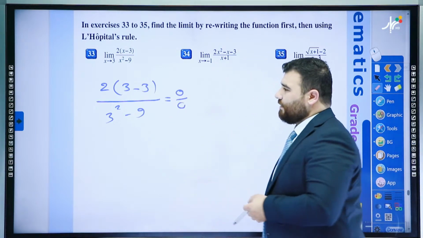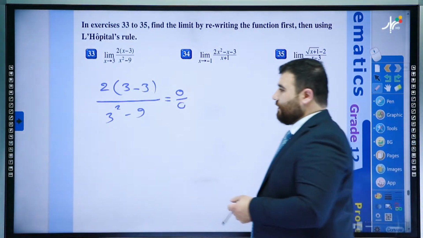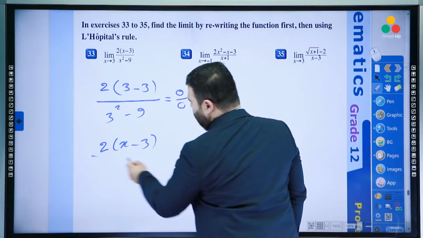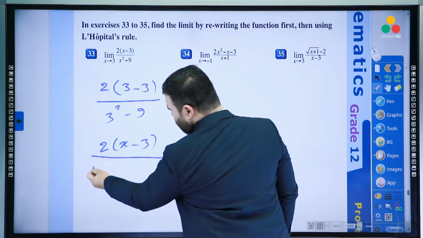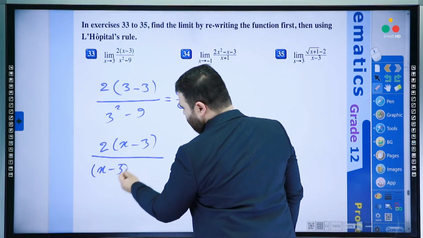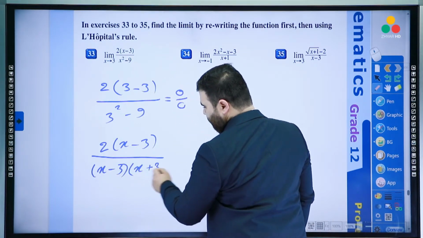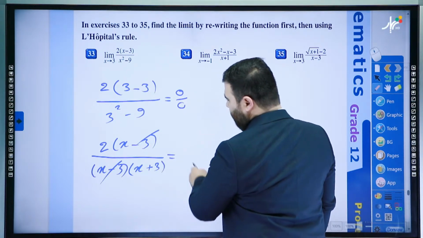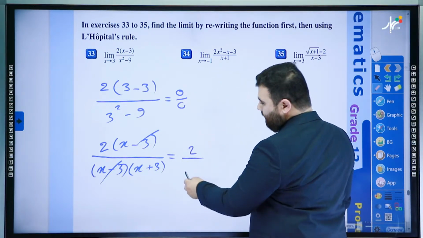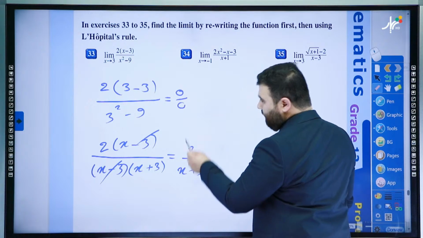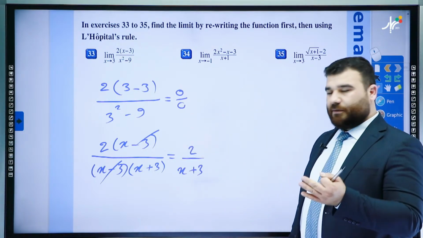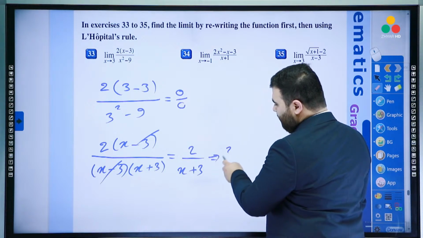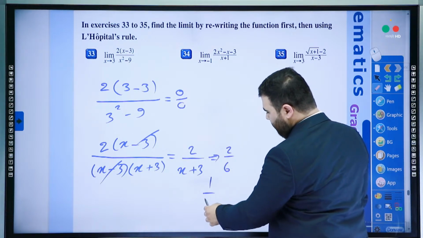If I try to rewrite, it will be 2x minus 3 on top, and down is a difference of 2 squares. It's x minus 3 times x plus 3. This will cancel out. The answer will be 2 over x plus 3. Now if I replace x with 3, I will get 2 over 6. The limit is 2 over 6, which simplifies to 1 over 3.